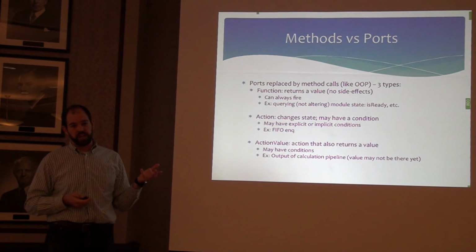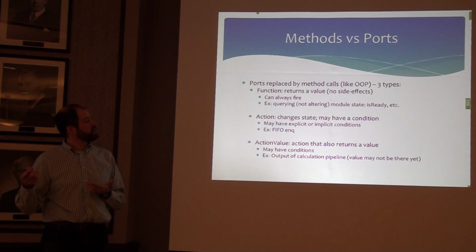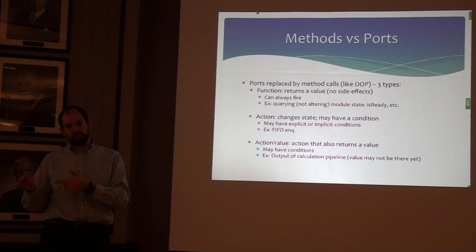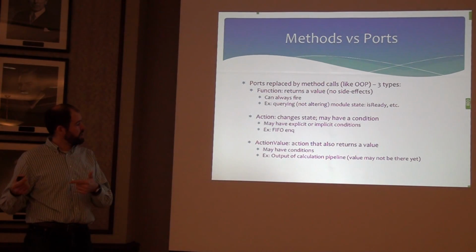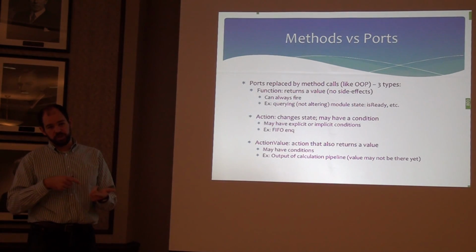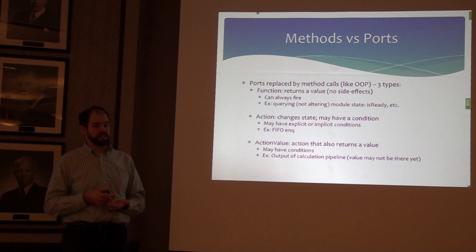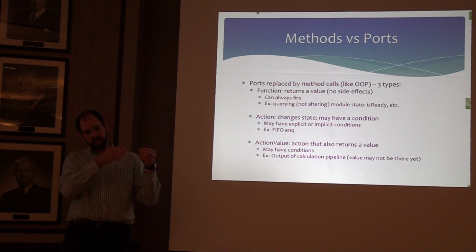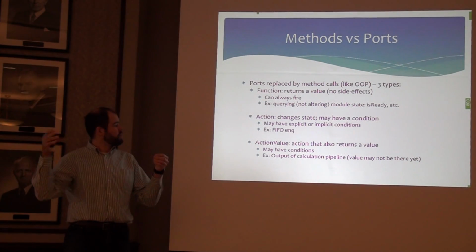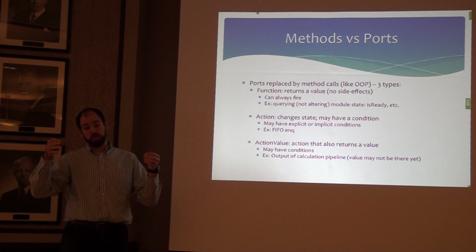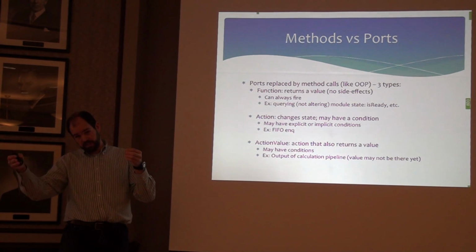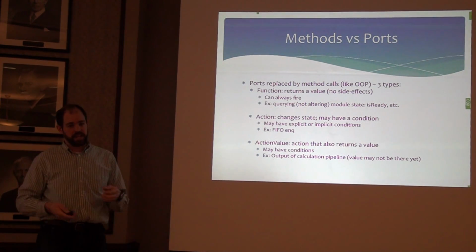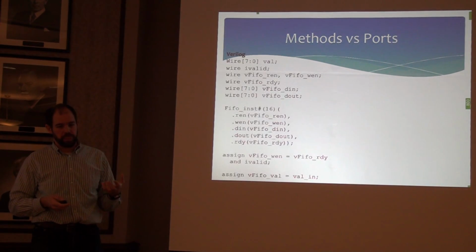Right? And you can also have an action value, which is an action that returns a value. So that can do two things. First of all, the action component of it can change state. And the value component of it returns a value, but you can also put a condition on this. So let's say you have a pipeline that takes 10 stages, right? You stick something in the pipeline, 10 stages later you get an output. You can set it up so that that action value will only return when there's actually a valid value at the end of that pipeline. Does that make sense? In that case, it would be sort of like an output valid type logic, right?